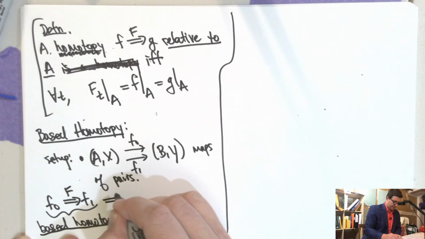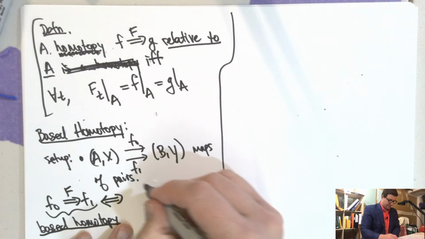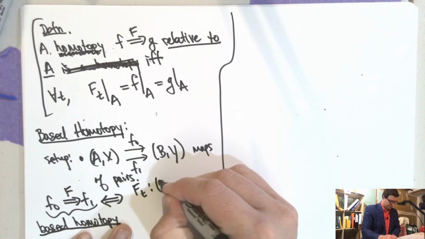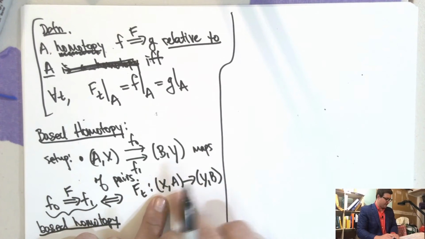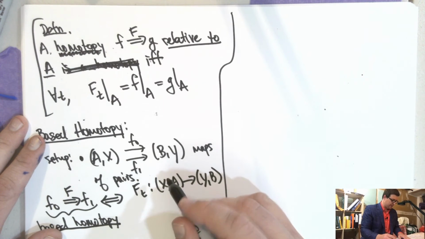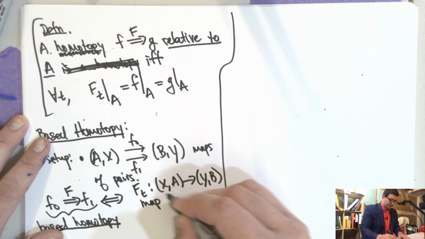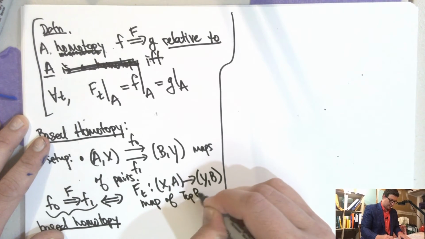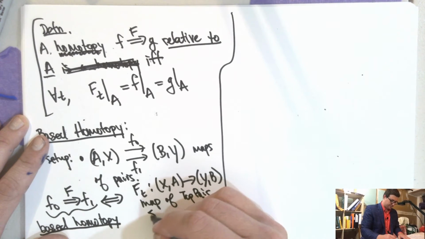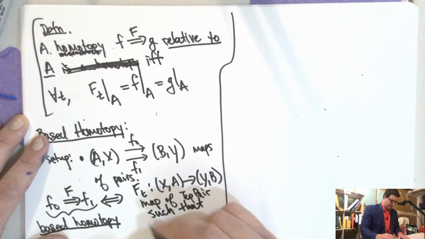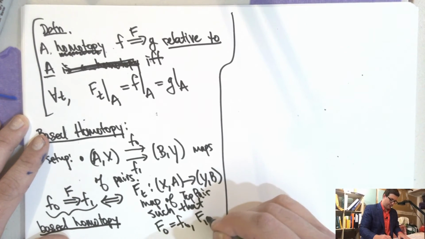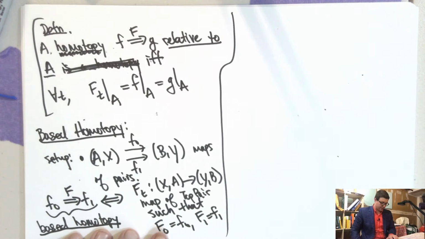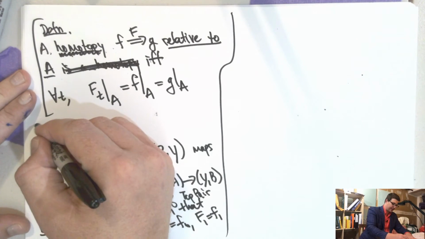if and only if this thing here, which you can consider as a map on X's and Y's first, is, for each t, a map of pairs, and such that f at 0 is f0 and f at 1 is f1. So it's just a map of pairs. You could have guessed what the definition was.